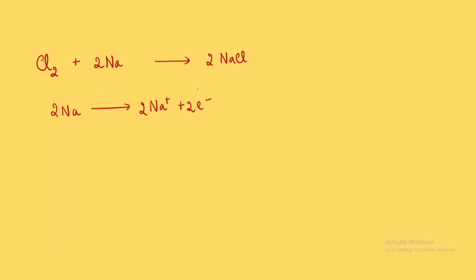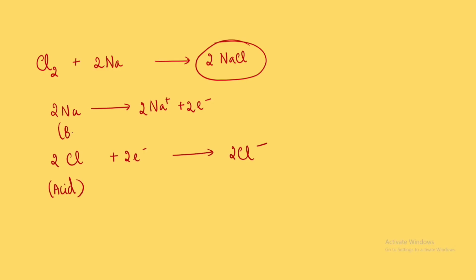So here Na is furnishing the electrons, because of which it is acting as a base. Similarly, I can write it for chlorine, Cl2. Now if I add 2 electrons to this, I get 2Cl-, because NaCl is made up of Na+ and Cl- ions, so 2 Cl- ions have to be formed. Here Cl is accepting electrons, because of which it is acting as an acid, and Na acts as a base. So again, this particular reaction is considered as an acid-base reaction.